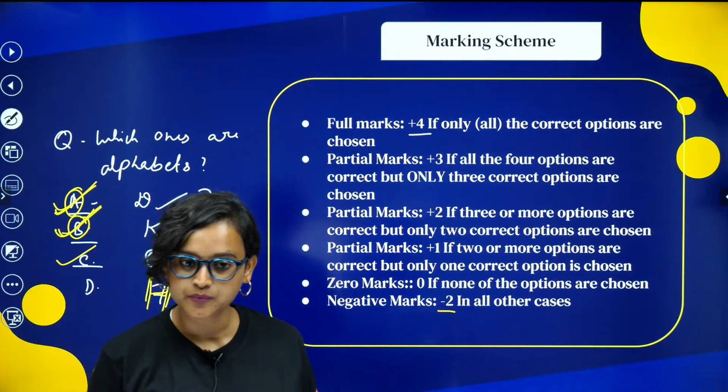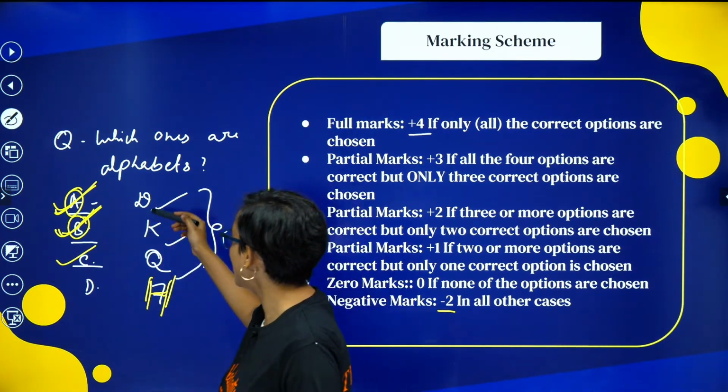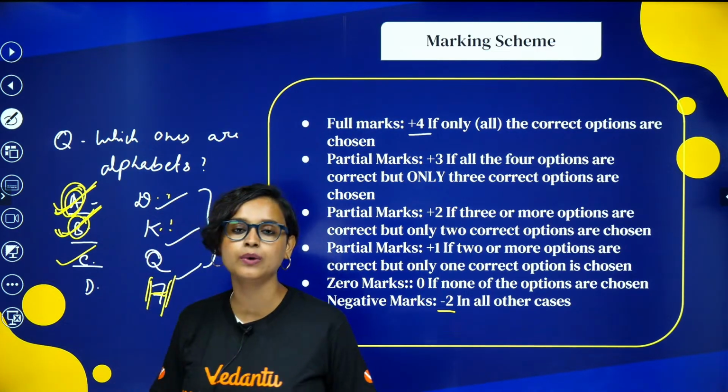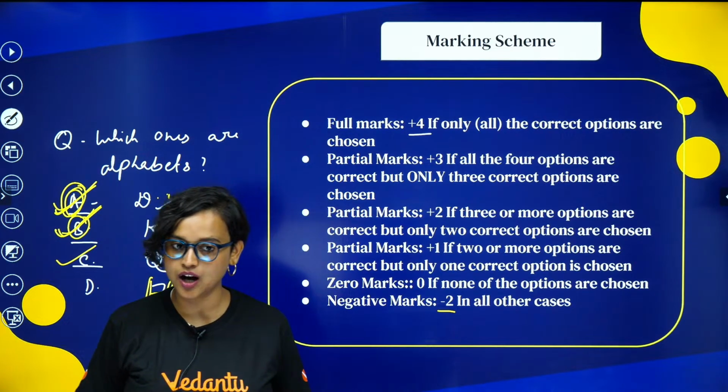Are you getting it? And if only 2 options are correct, and you click on only one, then you might get only +1 mark. Understanding, everybody? Is this clear how to do this?